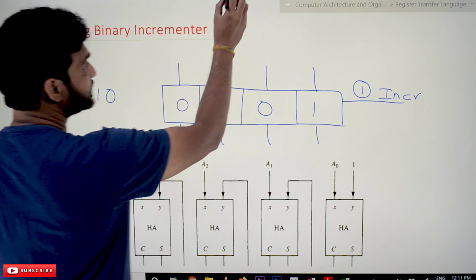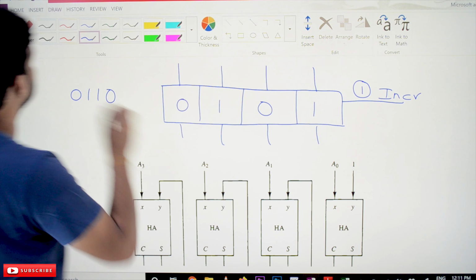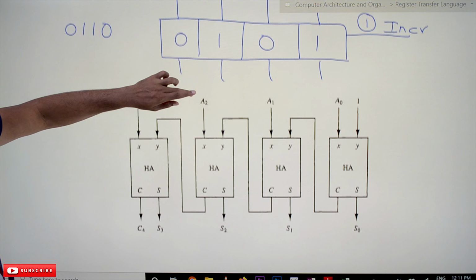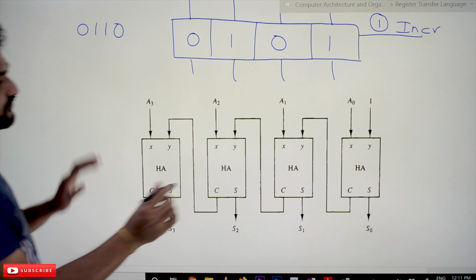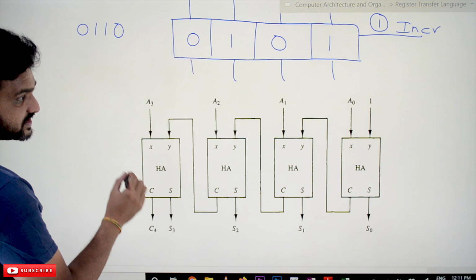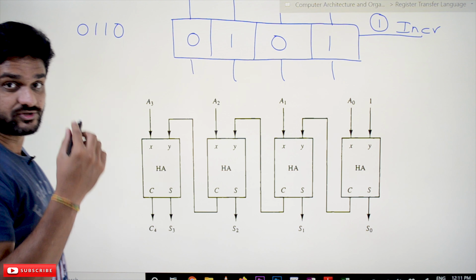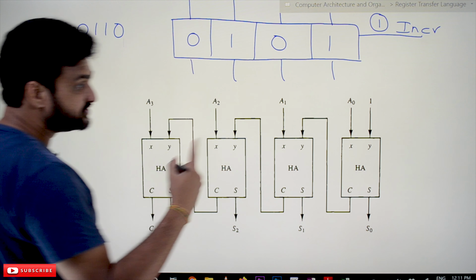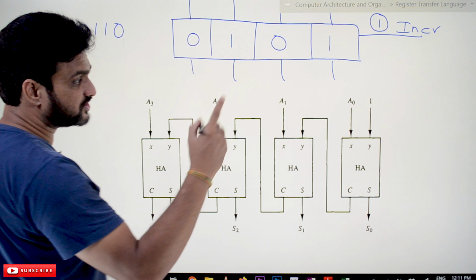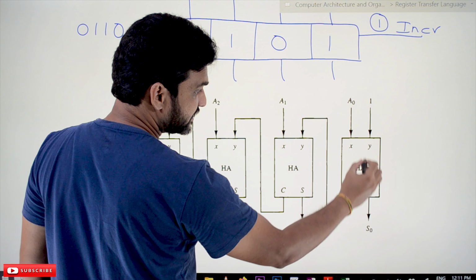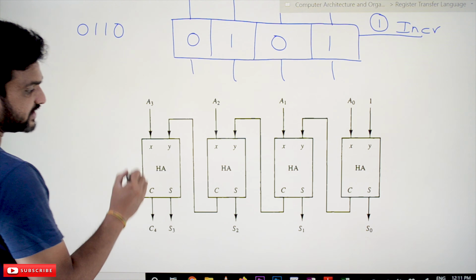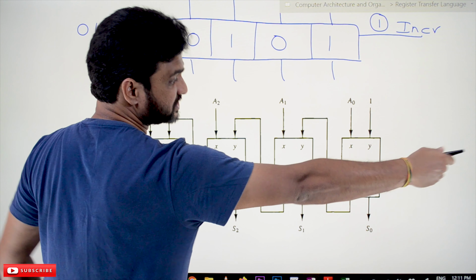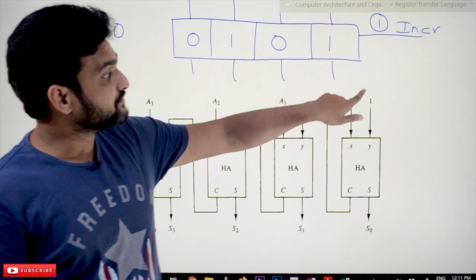Now coming to this class, let's try to understand the circuit for binary incrementer. So this is the circuit for binary incrementer. See here, it has four half adders, and the logic of the half adder has already been discussed in our digital logic design course, which is a prerequisite for this course. Please watch that course and come back here. Here we have four half adders, and for the least significant half adder, one of the inputs is 1.